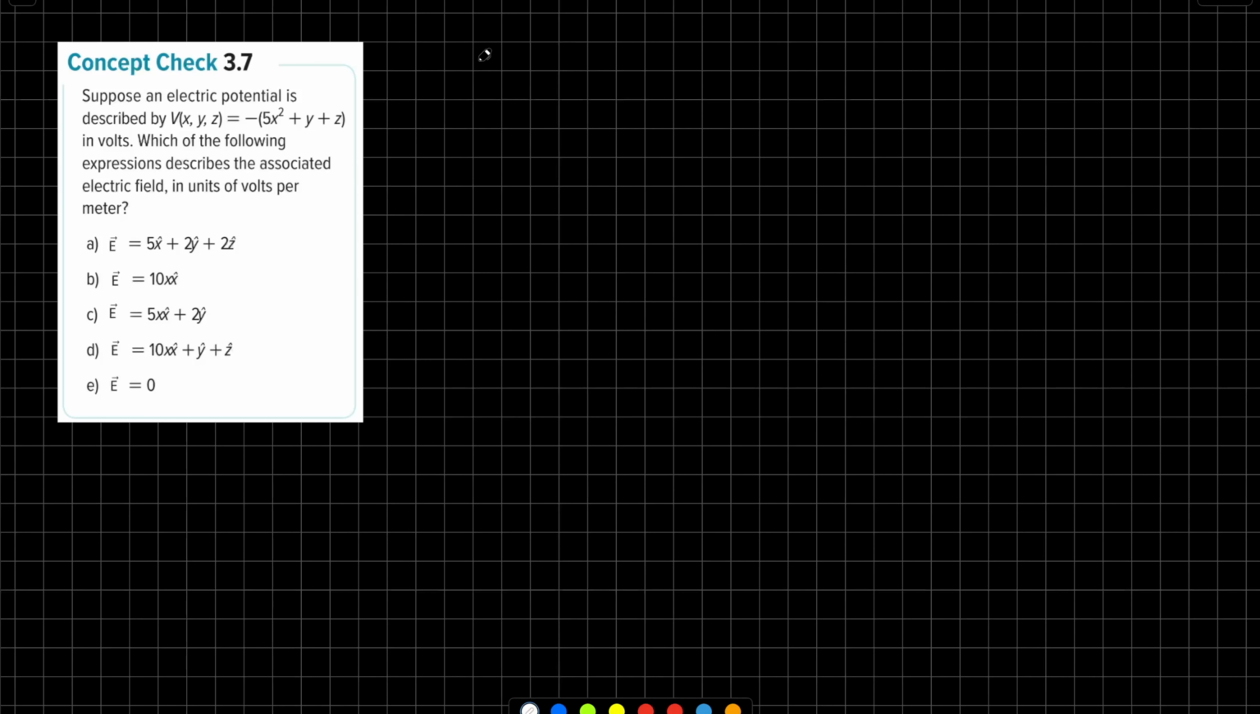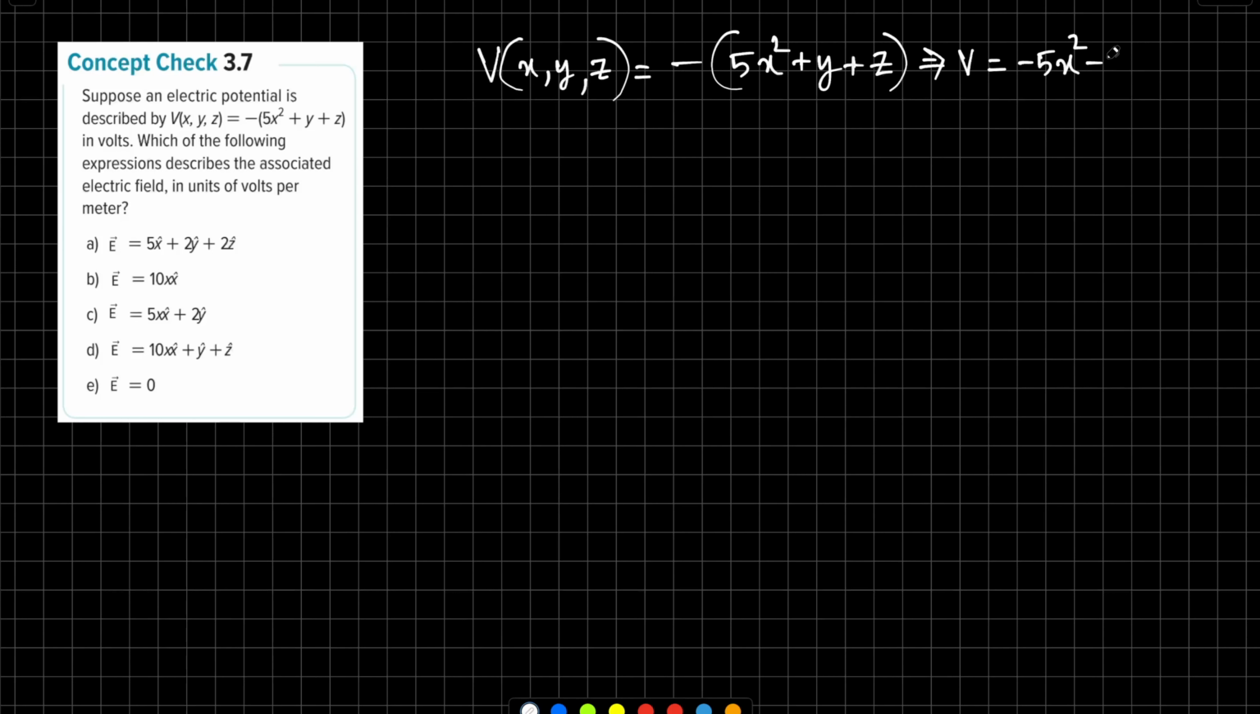So we are given the potential as a function of x, y, and z: minus of (5x² plus y plus z). I'm going to multiply the minus into the bracket. So we will get V equals minus 5x² minus y minus z.